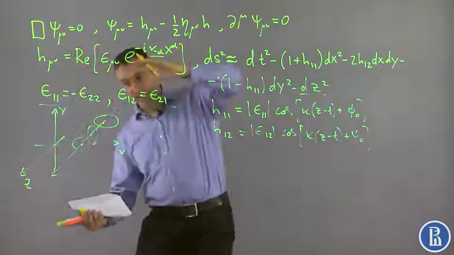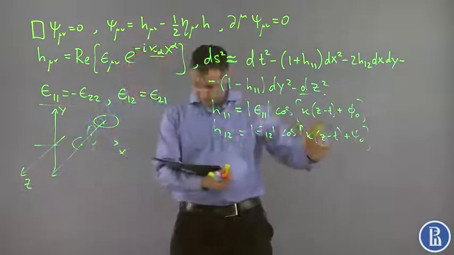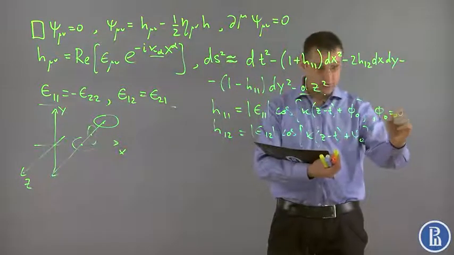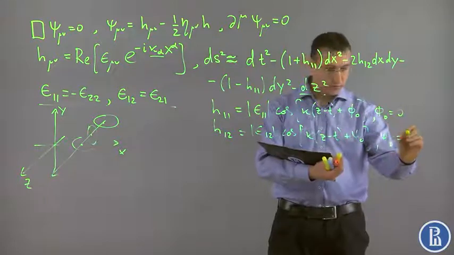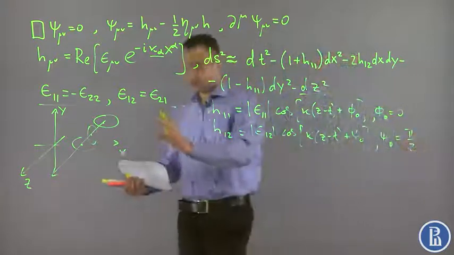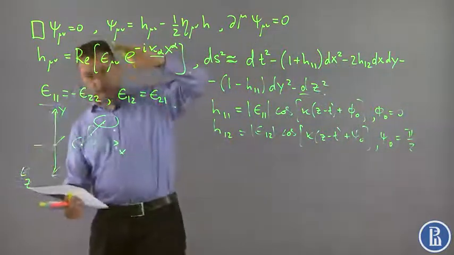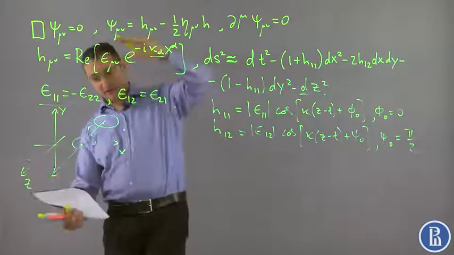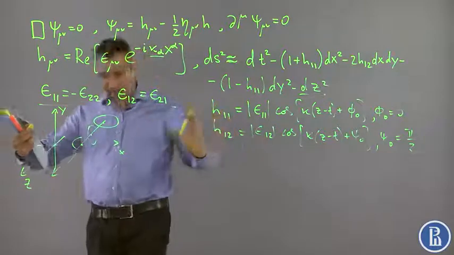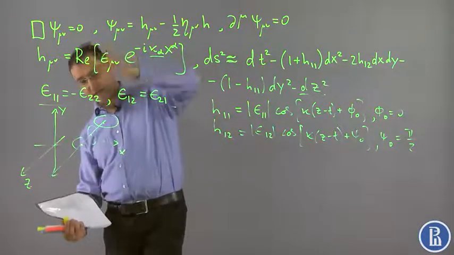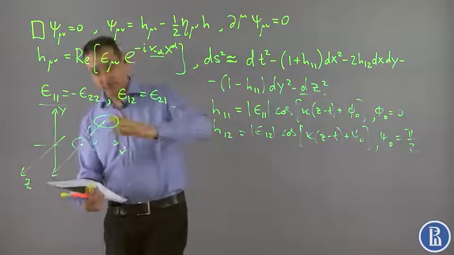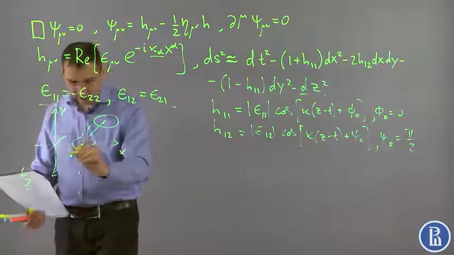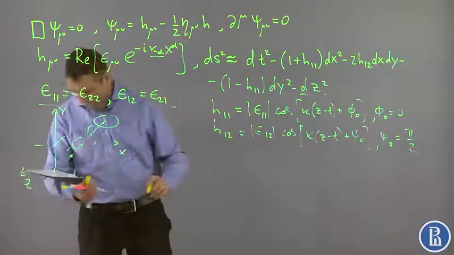So it compresses in one direction, for appropriately chosen phases. If we choose phi 0 equal to 0 and psi 0 equal to pi over 2, this is the picture we obtained. It goes along this direction, compresses in one direction and expands in the other, and then compresses in the direction which was previously expanded and expands in the one which was previously compressed. And so this is the situation we have for gravitational waves.